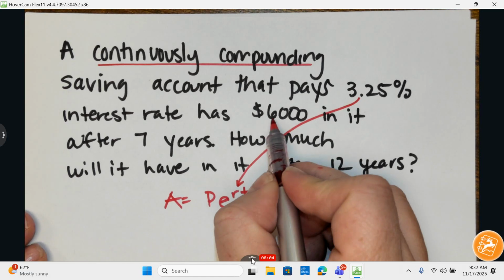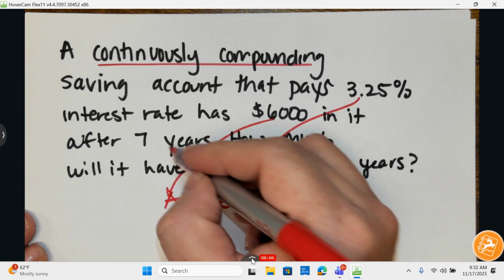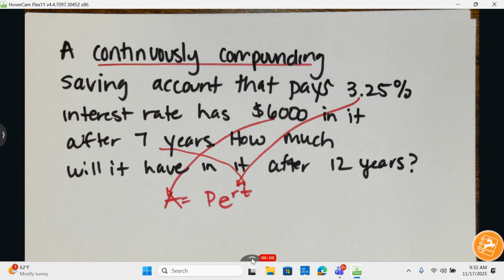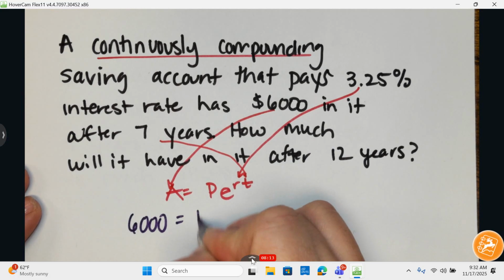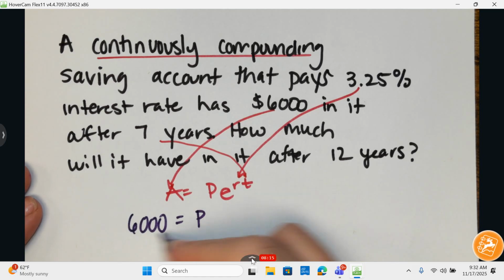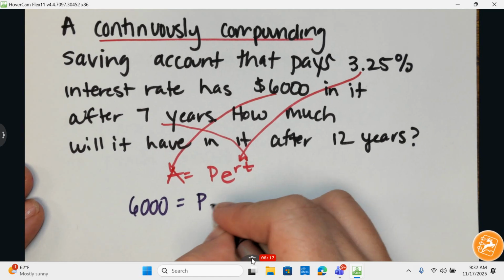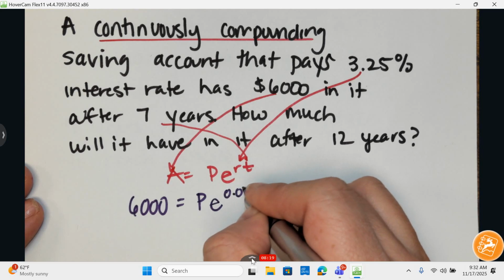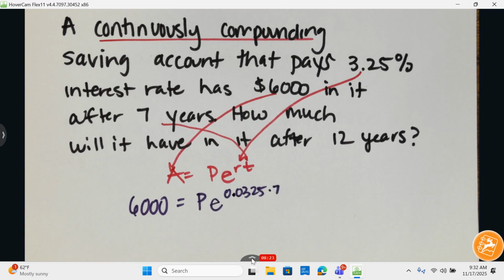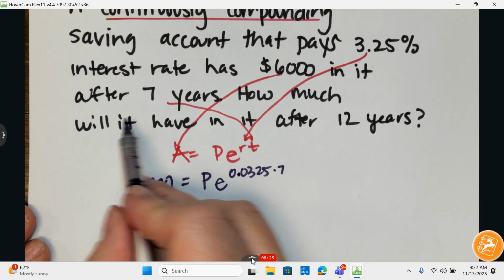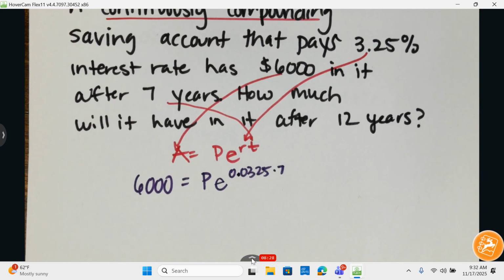So this is the rate, which I will turn into decimal form. This is the outcome right here, the outcome after 7 years. So let me replace those. We have 6,000 as the outcome. We don't know the initial amount; we know obviously it's less than 6,000. The rate is 0.0325, and it's going to be in there for 7 years. I want to first solve for P before I can go back and answer the next part.